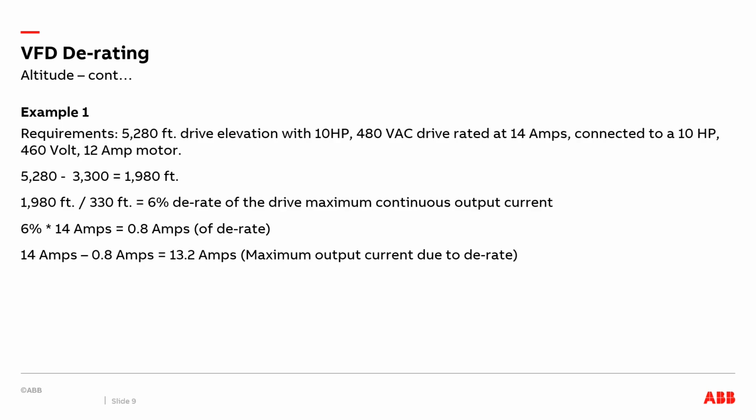We subtract that 0.8 amps from 14, and now we get 13.2 as our new value for our maximum output current due to the D-rate. So let's check. 13.2 amps is greater than the 12 amps of the motor's FLA, so no upsizing of the drive is required.